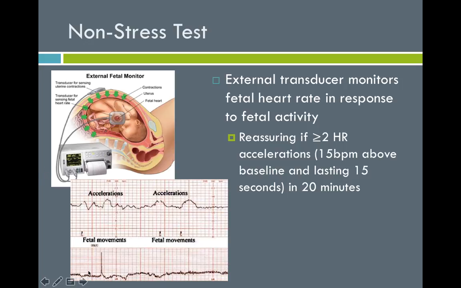So you can see here we have fetal activity, and then as we look up here, mom's baseline is probably right around here, and we're seeing two nice accelerations on this fetal heart monitor that coincide with the movements of the fetus.